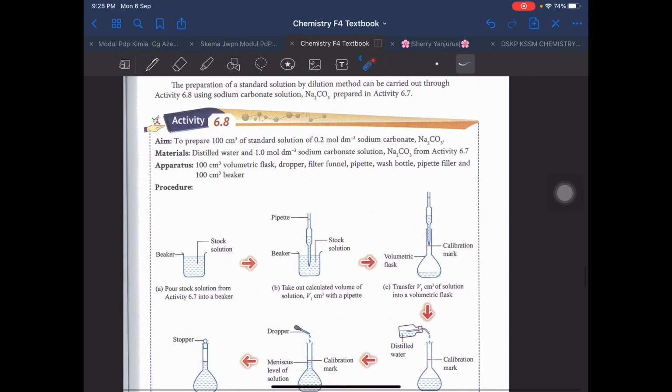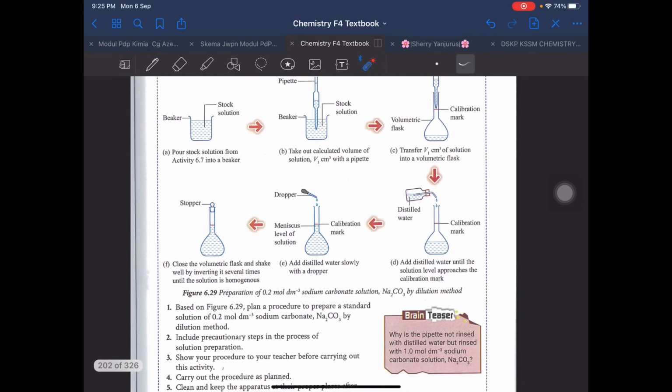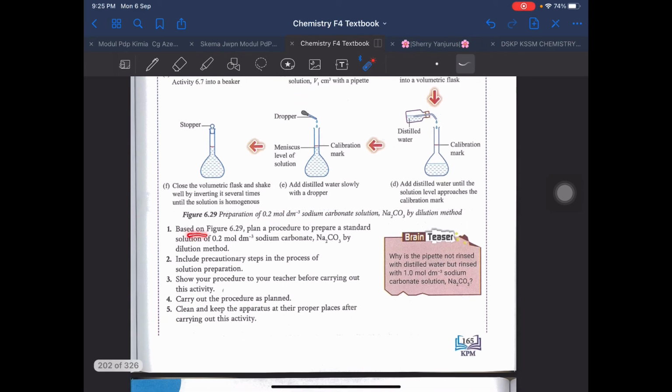Dropper mesti ada supaya tidak terlimpas the calibration mark. Filter funnel, corong turas supaya tidak tumpah. And then pipette is this one, wash bottle, pipette filler and 100 cubic centimeter of beaker. So what you do? Cuba kamu tengok the soalan here. Soalan dia based on figure 6.29, plan a procedure to prepare a standard solution by dilution method.